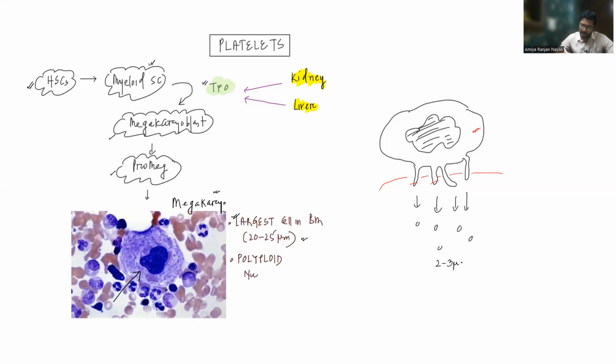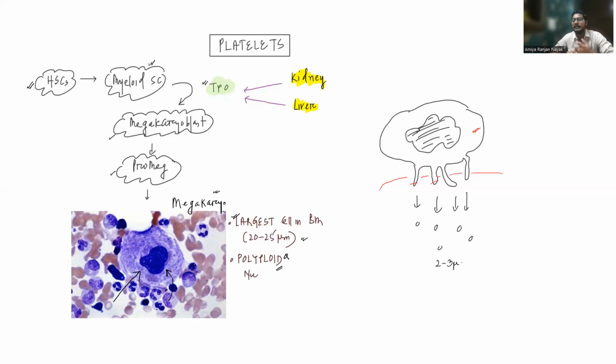Now, this megakaryocyte will have a polyploid nucleus. This concept is very important to understand because many times there is confusion whether the megakaryocyte is a multinucleated structure or a single nucleated structure. Remember, megakaryocytes have a single nucleus, but it is polyploid and multilobated. So single nucleus, but with multiple lobations. These multiple lobations happen because of polyploidy. That means megakaryocytes are polyploid in nature.